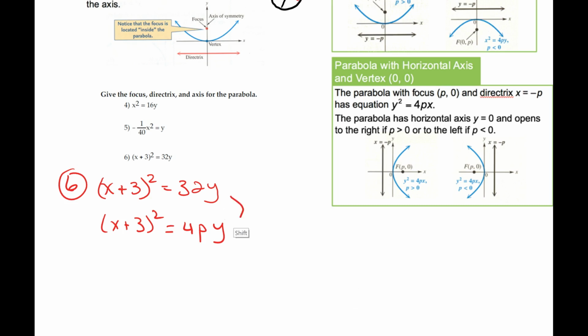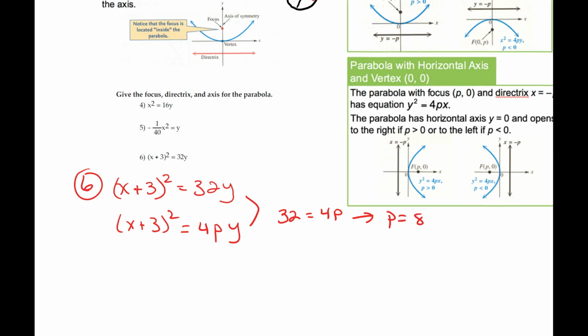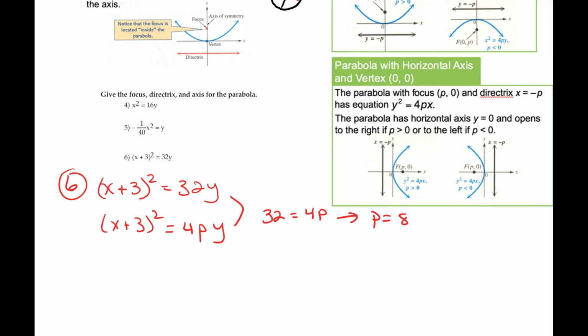All right, we're going to take these facts and we're going to solve for p. So what we can say here is that 32 equals 4p. Okay, so if you solve for p, then p equals 8. So now the only thing is that we need to understand that where before in some of the other examples we were dealing with the y-axis being the axis of symmetry, here the axis of symmetry is now x equals -3.